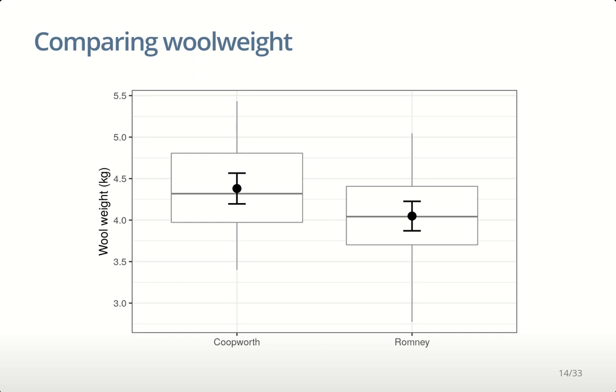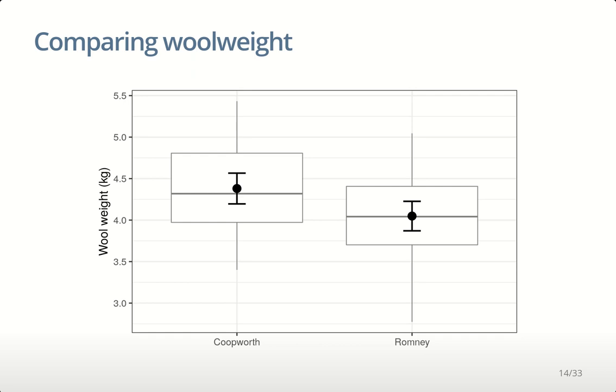But it's actually fairly unlikely, right? Because in order for it to be 4.2 kilos, it's got to be simultaneously down the low end of the Coopworths and up the high end of the Romneys, right? But it could just as likely be at the low end of the Romneys or the high end of the Coopworths, and we would have seen a really big difference, right?